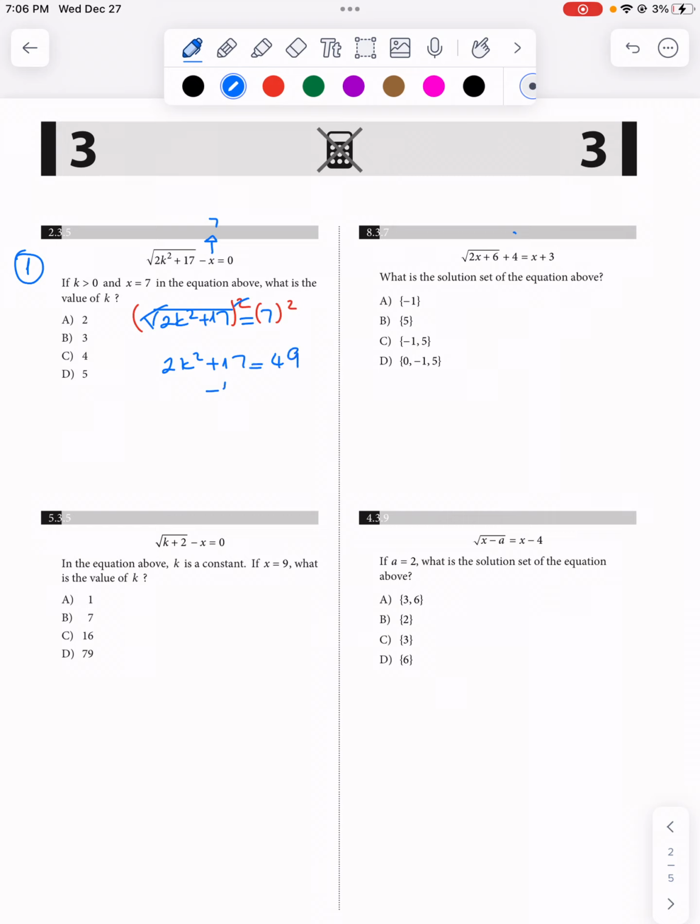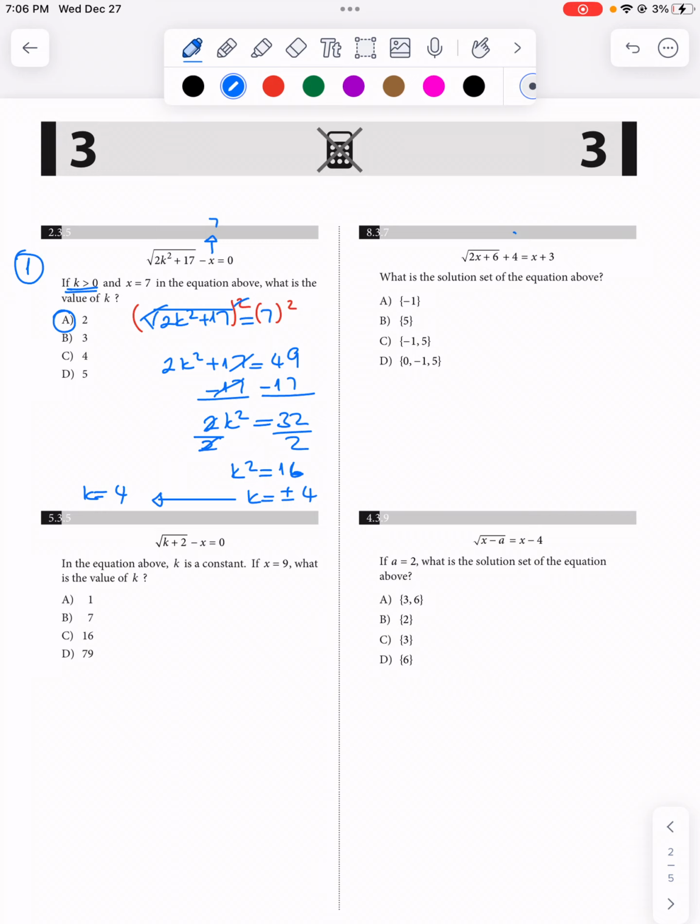And we subtract 17 from both sides. 2k squared is equal to 32, and once we simplify it, k squared is going to be equal to 16, k is going to be positive or negative 4. But we know that, guys, k is greater than 0. That's why there will be only one solution for this equation, which is 4. So answer choice A is the correct answer.